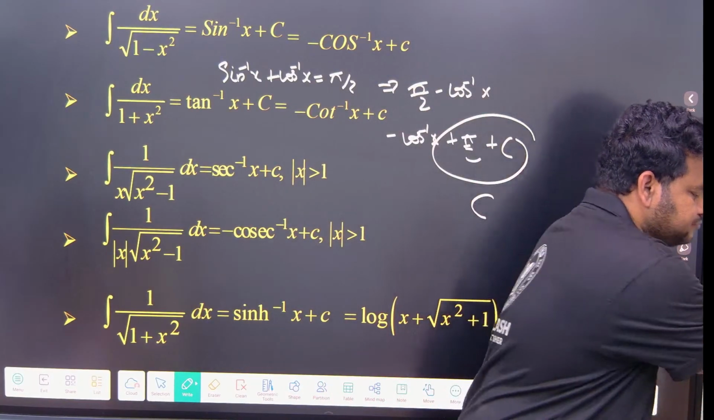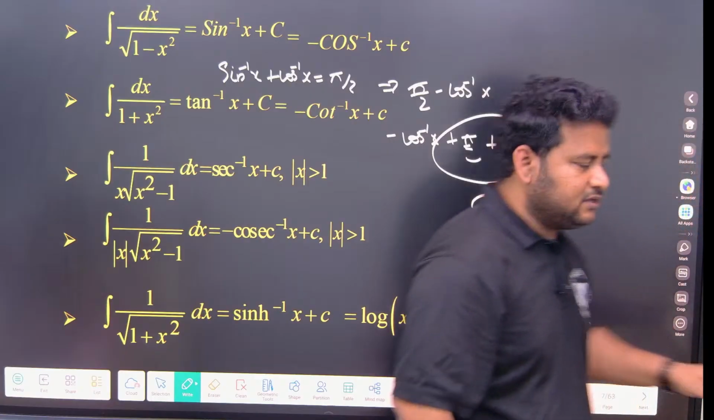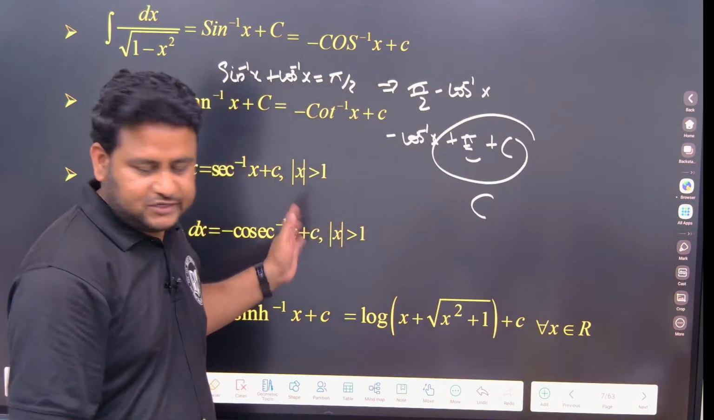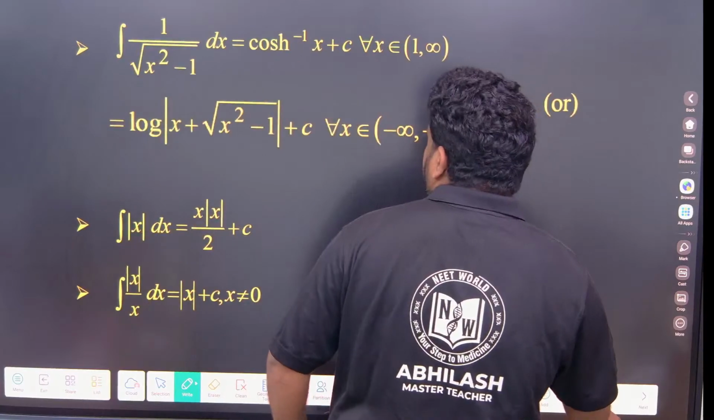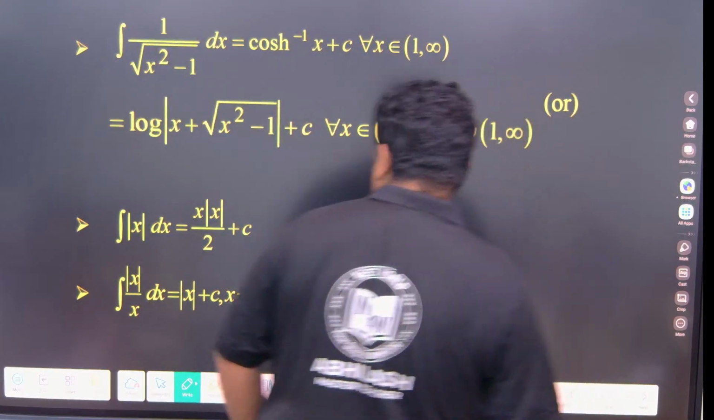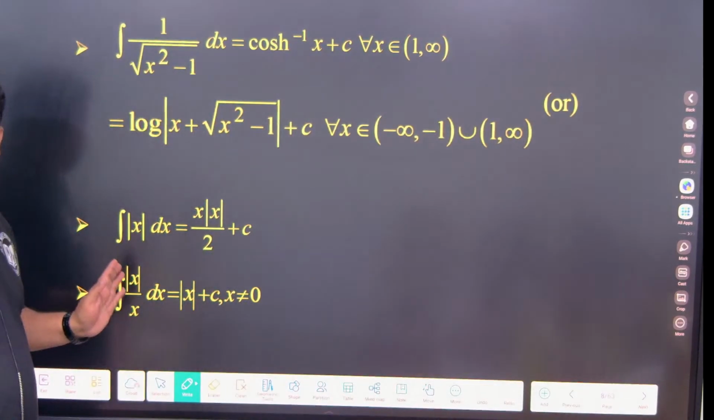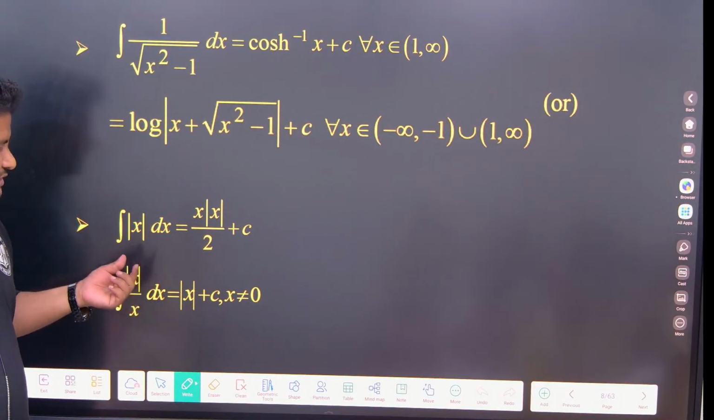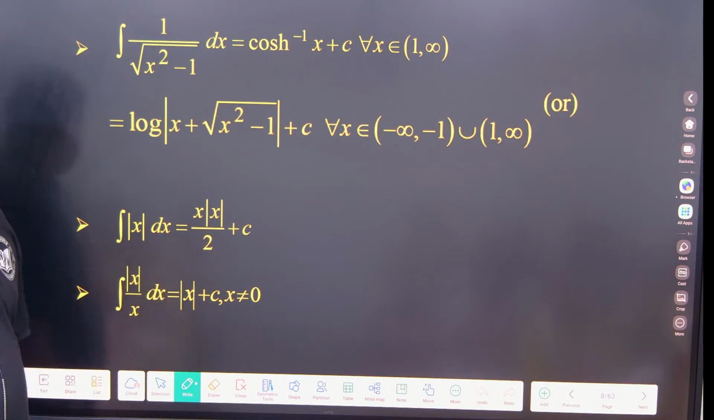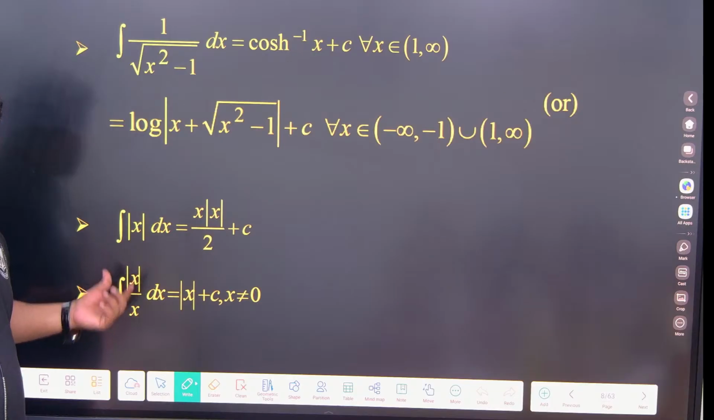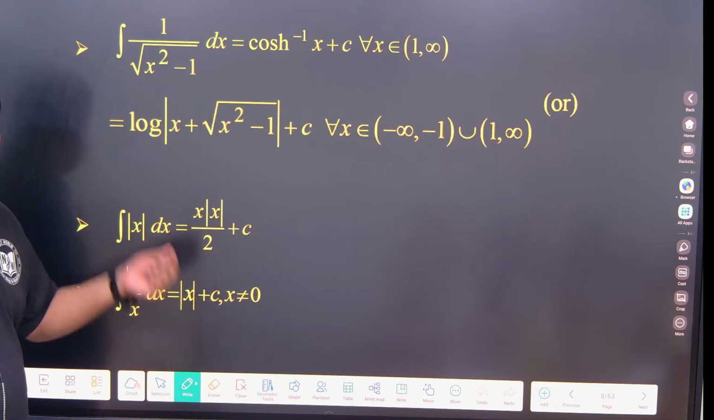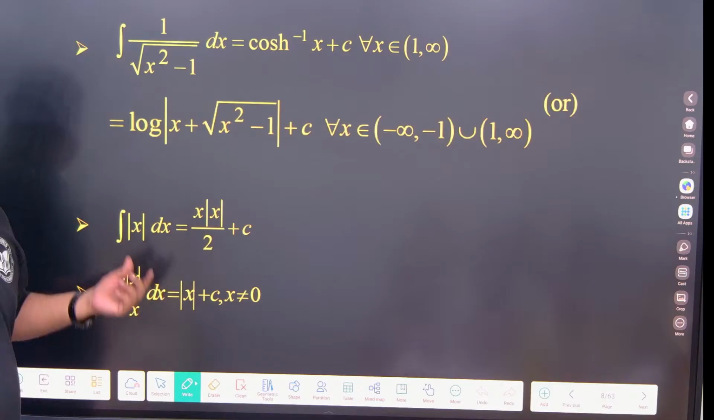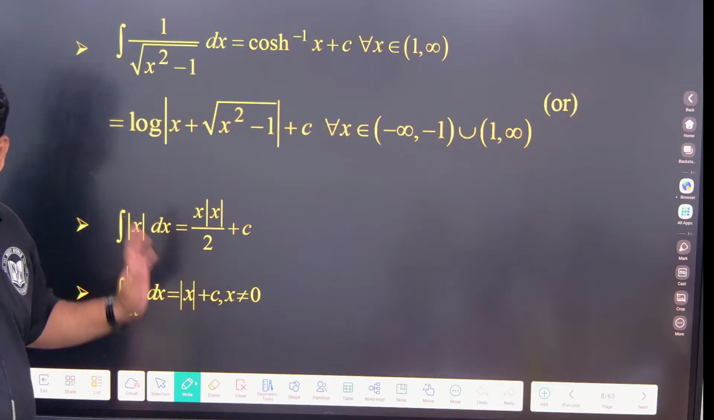So see here, this is the way we will be going about when it comes to inverse functions. Next, this is hyperbolic, and I told you it is not that important, but you have to remember mod x. The integral of mod x is what? x mod x by 2. But the integral of mod x by x is mod x, because the differentiation of mod x is mod x by x. So the reverse is mod x.